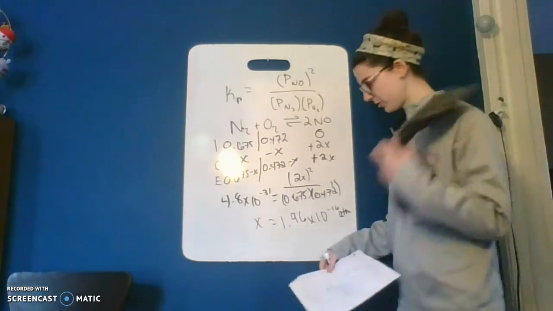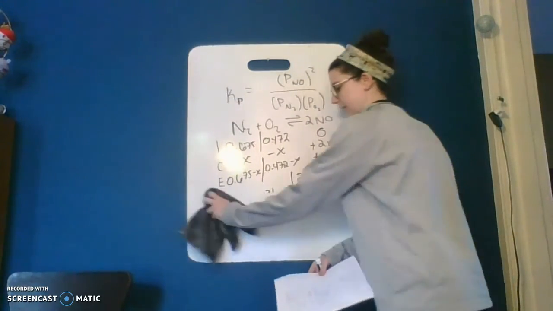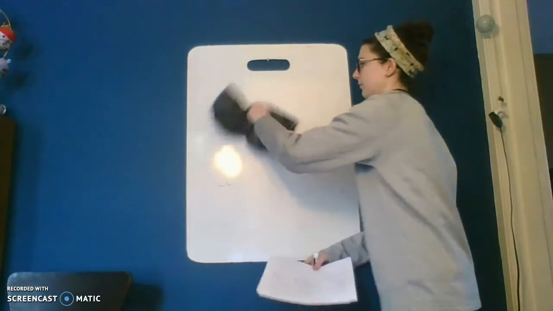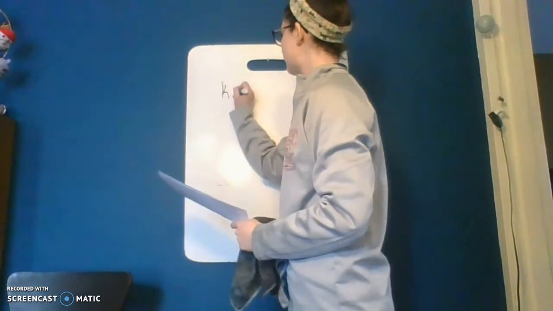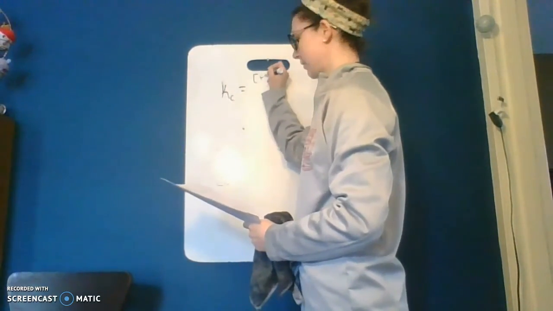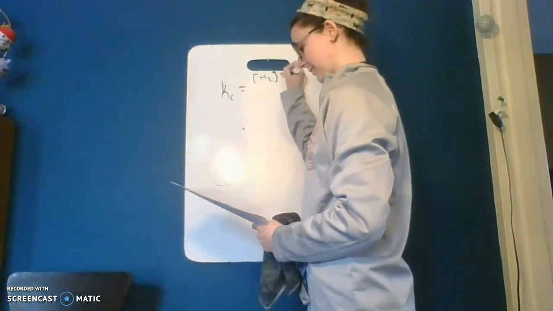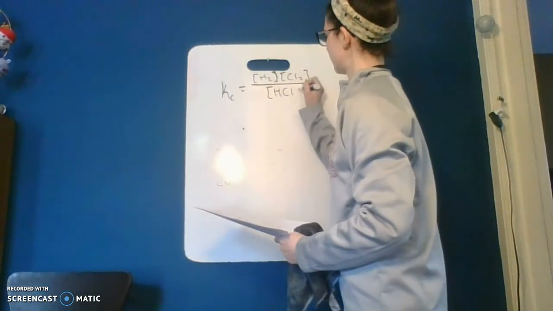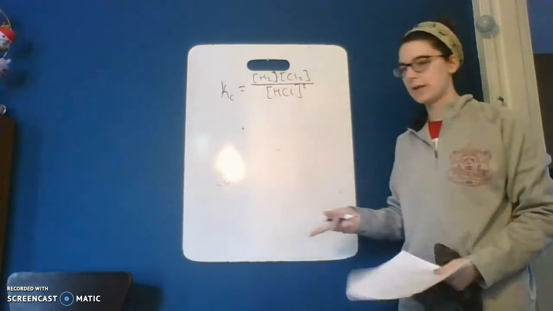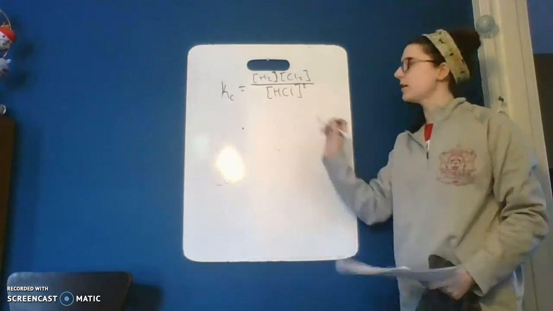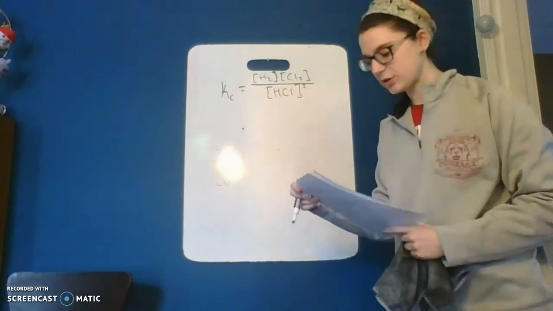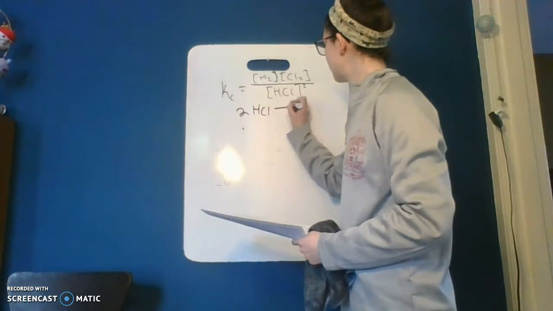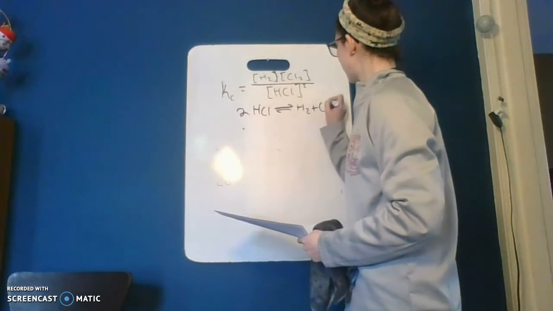Okay. Number 4, again, very similar, but this time we're dealing with concentration instead of pressure. I have a Kc value of concentration of H2 times concentration of Cl2 divided by concentration of HCl squared. Okay, so again, it's products over reactants, and then always raise to their stoichiometric coefficient power. For part B, we're setting up an ice table. 2HCl going to H2 plus Cl2.